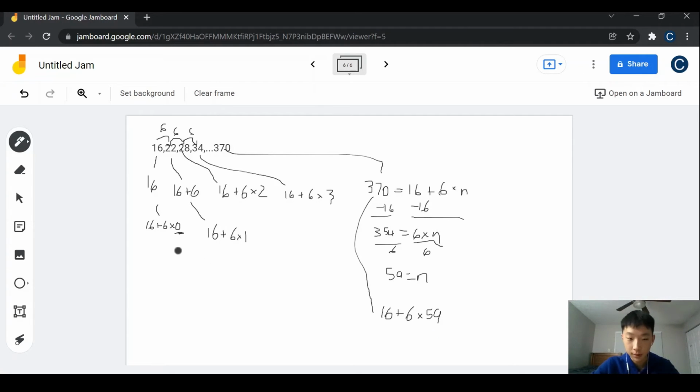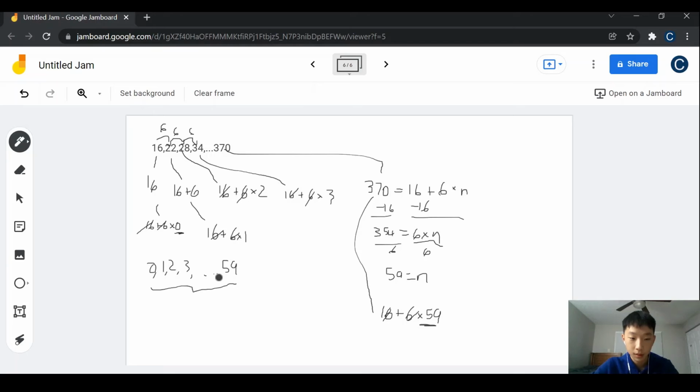So we have a list of numbers in the form 16 plus 6 times n, where n ranges from 0 to 59 inclusive. So this list of numbers, we can ignore the 16s because that doesn't really contribute to anything, and we can also ignore the 6s. That will still maintain the number of elements. So now we have a list of 0, 1, 2, 3, 4, 5, 6, 7, 8, all the way to 59. And this list is much easier to figure out how many elements there are.